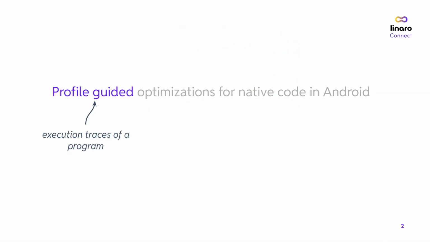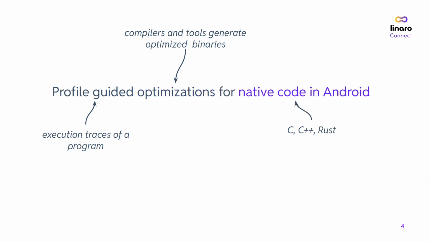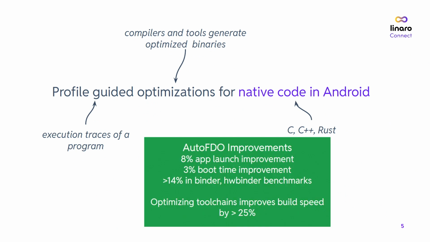Profiles or execution traces are collected from when a program is executing in production, and these profiles can be used by the compiler to produce optimized binaries that are tuned towards those production scenarios. The scope of our optimization is native code in Android, which is written in C, C++, and Rust. We have already enabled several of these optimizations in Android and saw significant improvements in many top-level metrics.